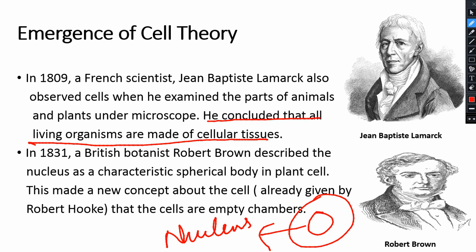He made a new concept, because when Robert Hooke observed the cell, he stated that cells are empty inside, they are hollow. But Robert Brown broke that concept, and he came with this new concept, that there is something inside the cell. What he saw was a spherical body, and he described it as a nucleus. This is Jean-Baptiste Lamarck, and this is Robert Brown.